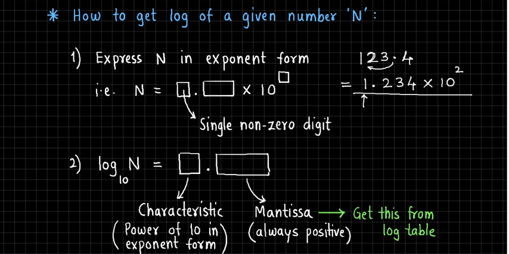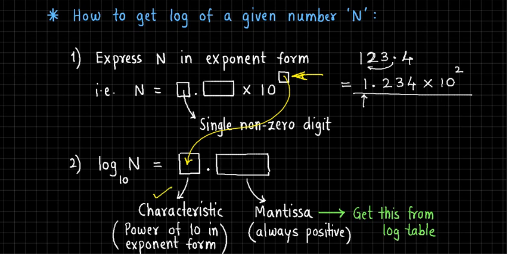Now, having done that, we write the logarithm of the number n to the base 10 as a number which has some integer part that we call the characteristic, and some fractional part which we call the mantissa. The characteristic is nothing but the power of 10 in the exponent form. Whatever power of 10 we wrote in the exponent form is the characteristic in the logarithm of the given number.